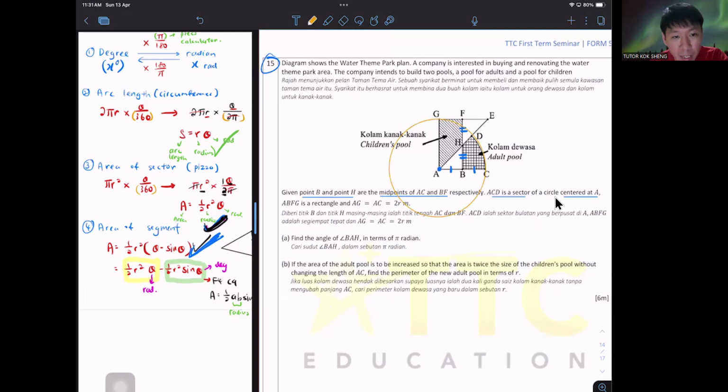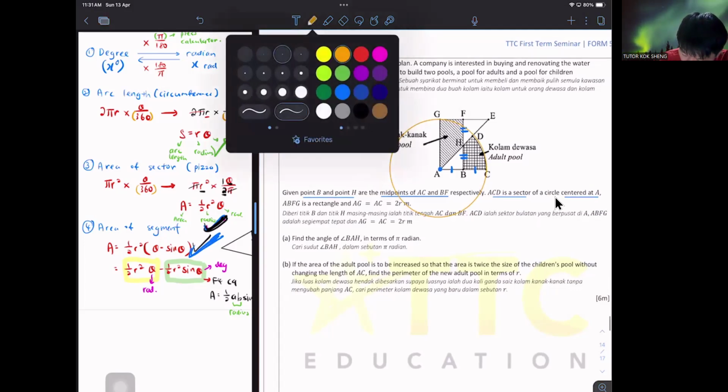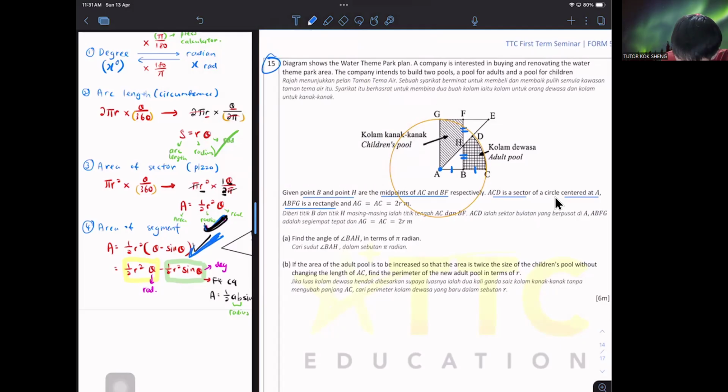Okay, and then the last one is ABFG is a rectangle. So this one also has the same length, the opposite sides. And then AG, AC is 2R. AG is 2R. AC is 2R. So here is R, R. So which means here also R actually, because it's a rectangle. So this is all for info. No more already.